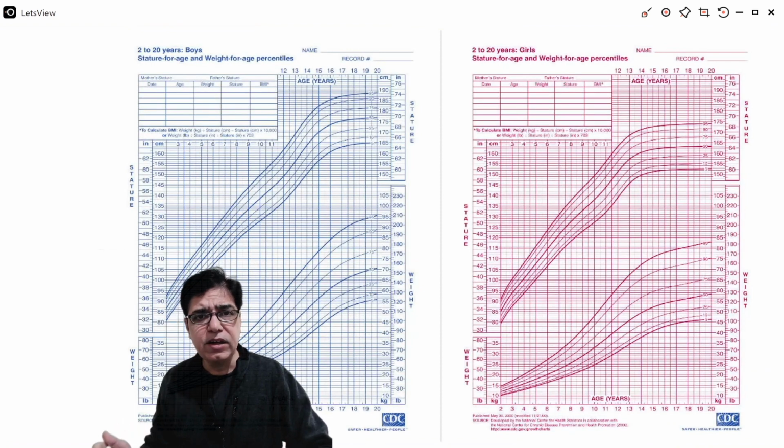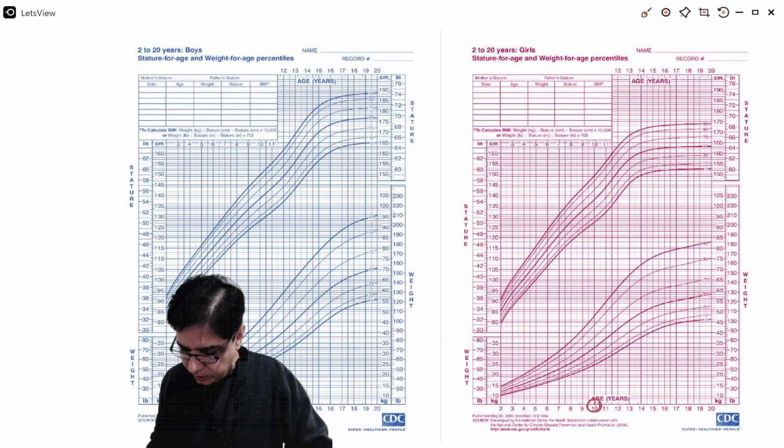Now, how we basically do this is that we take a growth chart. So for example, here we have got two growth charts. These are for 2 to 20 years old, and on the left side we have got the height charts for the boys, and on the right side we have got the height charts for the girls. So let's say there is a girl who is 10 years of age.